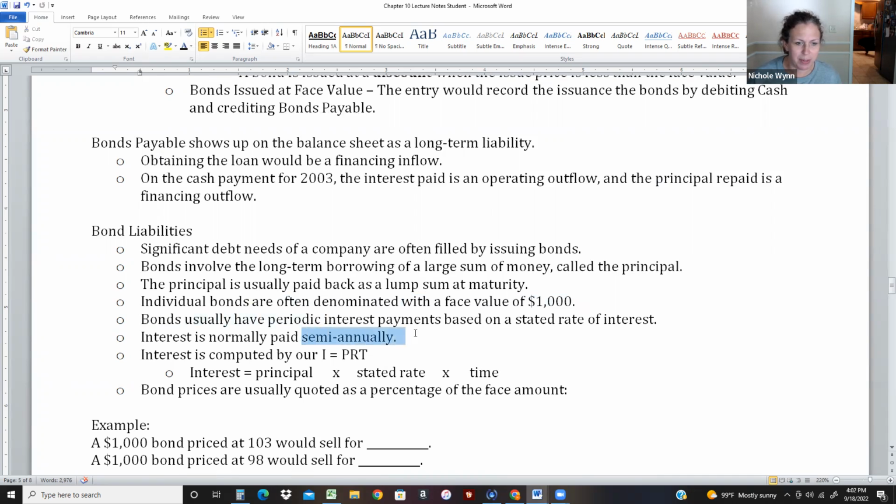So again, bonds are usually sold in $1,000 increments. They normally pay interest semi-annually. To calculate the interest, I equals PRT, so the principal times the rate times time.